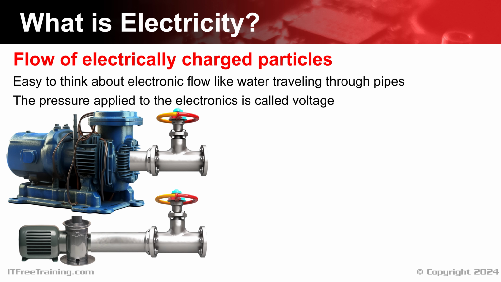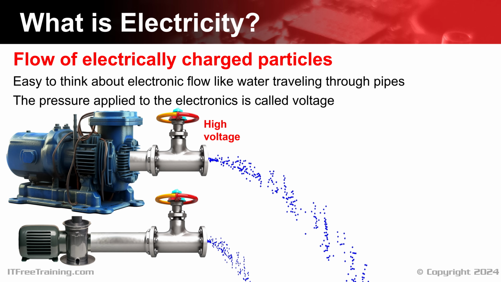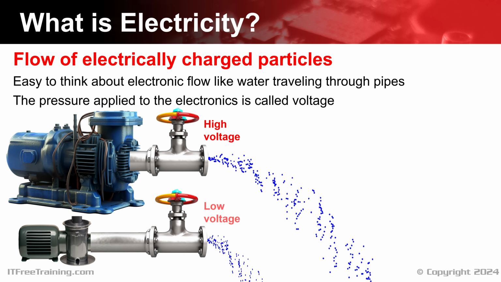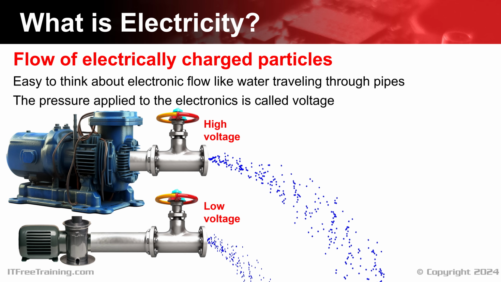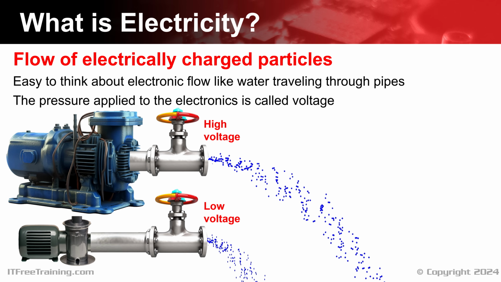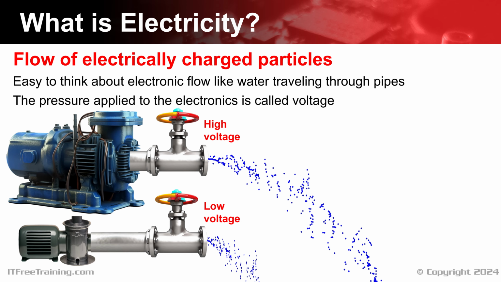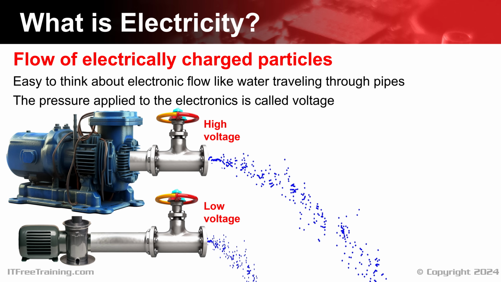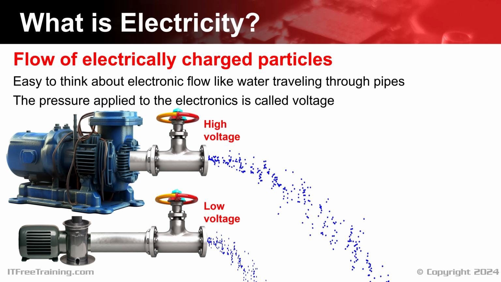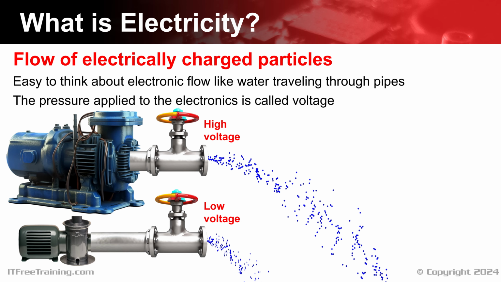Contrast this with a scenario where we use a smaller pump. The smaller pump cannot generate as much water pressure as the larger pump. When water is pumped through the pipes, the output from the larger pump will travel further compared to the smaller pump. In this analogy, the larger pump represents high voltage, while the smaller pump symbolizes low voltage. The large pump pushes the water further because it can generate more power than the smaller pump. Voltage in its simplest form represents the pressure with which electricity flows through the wires.